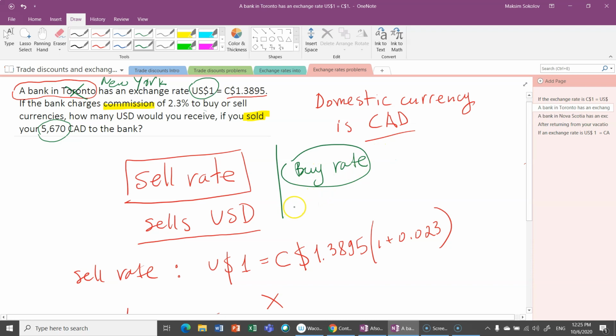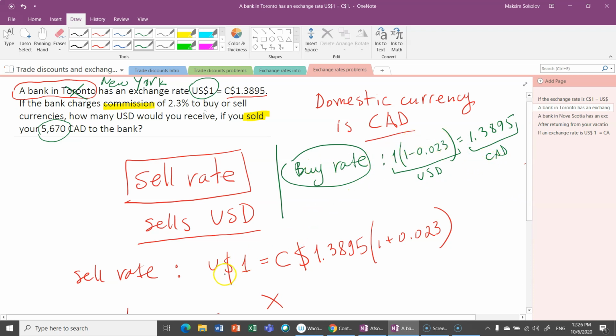And the buy rate would be, for buy rate, it is subtracting commission from the domestic side. So the buy rate in this case would be 1 minus 0.023 equals 1.3895. So this is USD, and this is Canadian dollars, right? So this would be the buy rate.